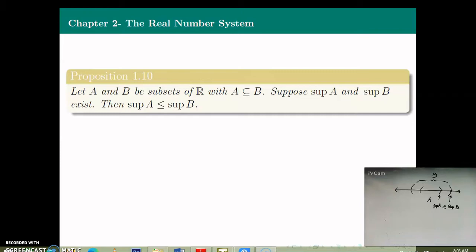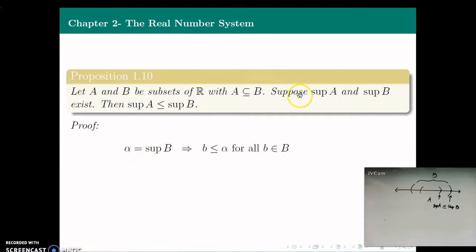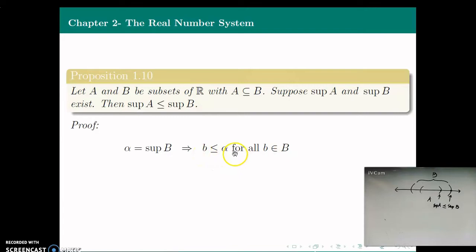For the proof, let's have this one. Because the supremum of B exists by our assumption, we let alpha be the supremum of B. Then by the definition of supremum, it is greater than or equal to any element in B. So we have b is less than or equal to alpha for all b in set B.